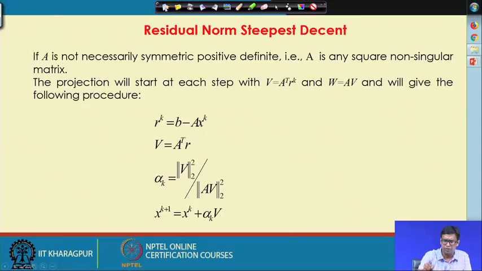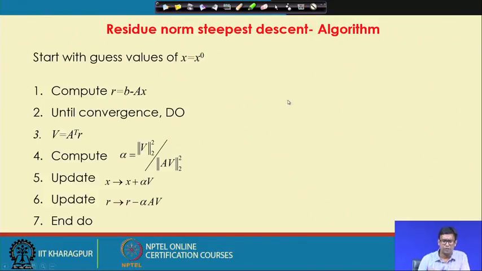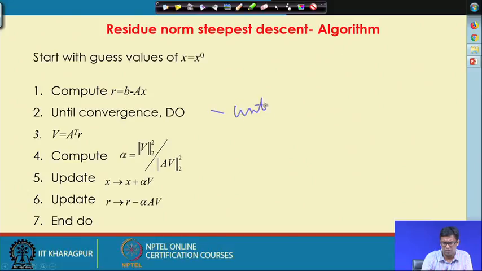If we look into the algorithm, we start with guess value x equal to x 0 and continue until convergence, meaning until the norm of r k is less than a small number epsilon. V is equal to A transpose r, compute alpha, update x equal to x plus alpha v, and r equal to r minus alpha A v.